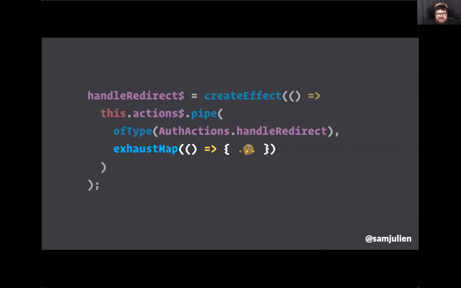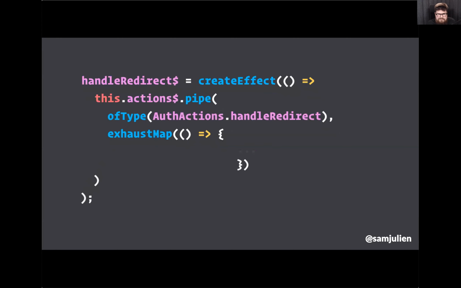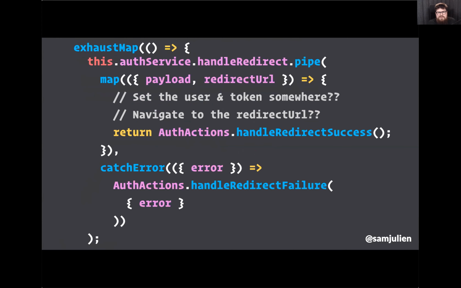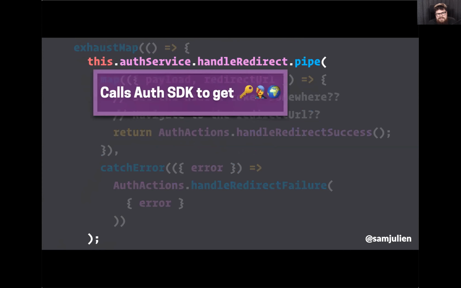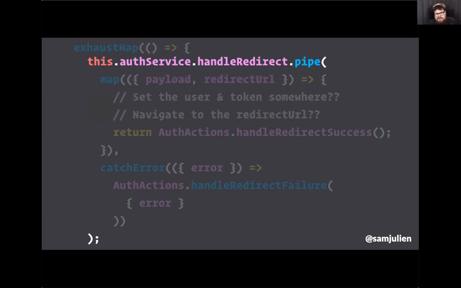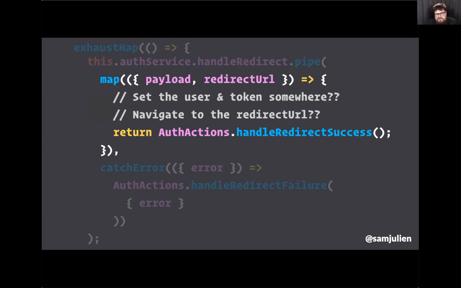So what do we do inside of this exhaust map? This is where things get a little complicated and confusing when you try to implement this. You're going to call your auth service to handle the redirect when you're back at your application. This is basically just the call for the SDK to go get your access token and your user profile and where to send the user. And then that handle redirect is going to be an observable. So inside of that, you're going to need to map into that. And then things get kind of muddy.